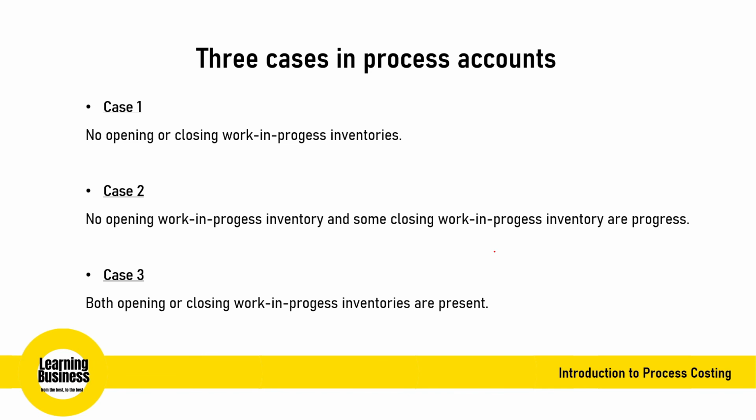Finally, in case 3, we will see questions where you will come across both opening and closing work in progress. When opening work in progress is involved, you have to select what technique you are going to opt for. Is it first in, first out? Is it last in, first out? Or is it weighted average costing technique? So case 3 is mostly the advanced part of process costing. We will be going through each of these cases individually.